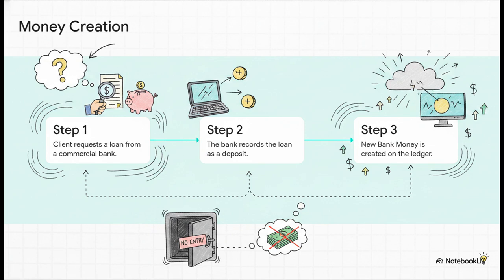Well, when you go in to take out a loan, the bank doesn't just walk down to a vault and hand you someone else's savings. Instead, through the magic of fractional reserve banking, they record your loan as a new deposit. They literally keystroke brand new electronic bank money into existence on a digital ledger. Seriously, every single time a bank issues a loan, new money is born out of thin air.